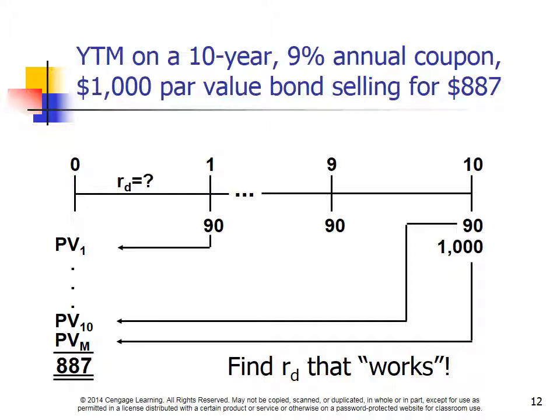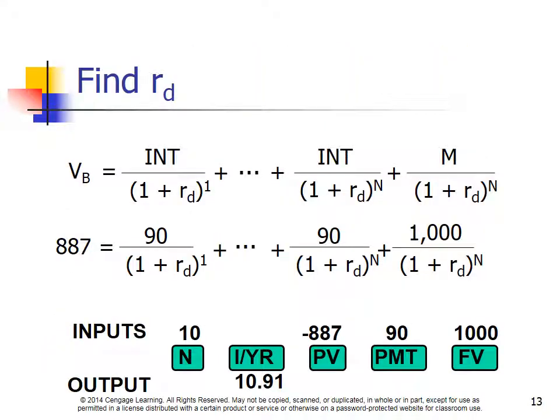So we have an example: the yield to maturity on a 10-year, 9% annual coupon, $1,000 par value bond selling for $887. These are the steps of how you do the calculation.